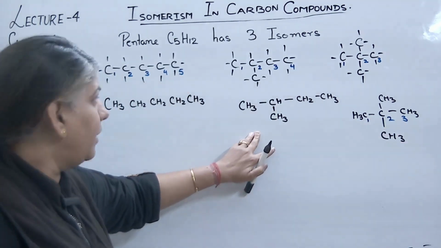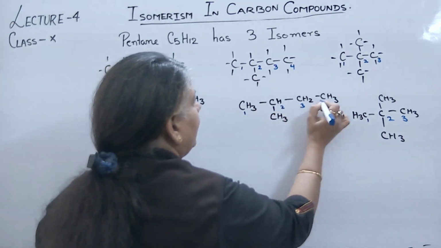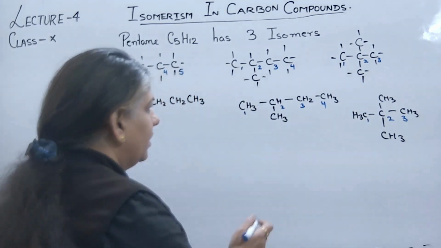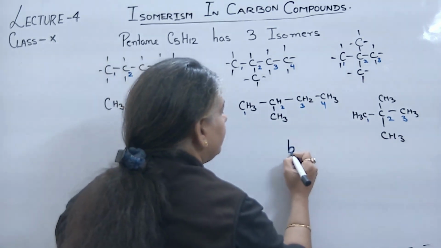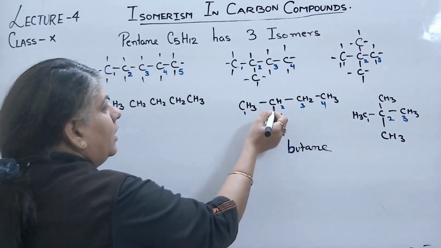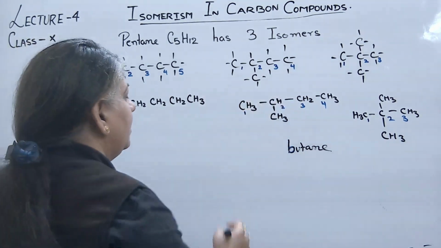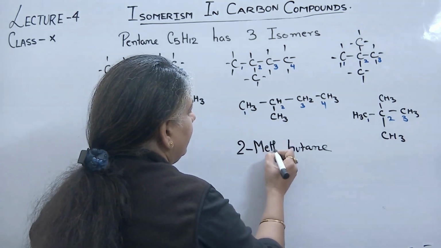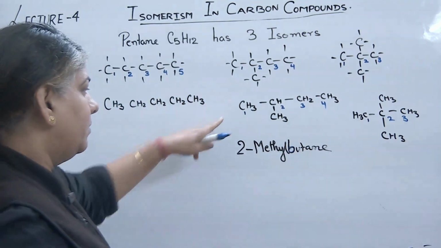Let's write the name for this one. So let's number it 1, 2, 3, 4. So 4 carbon compound, that means the parent name will be butane. So you can write butane. And before that, what you will write? 2-methyl. So methyl group is at carbon number 2. So you write 2-methylbutane. This will be the name for this second isomer.